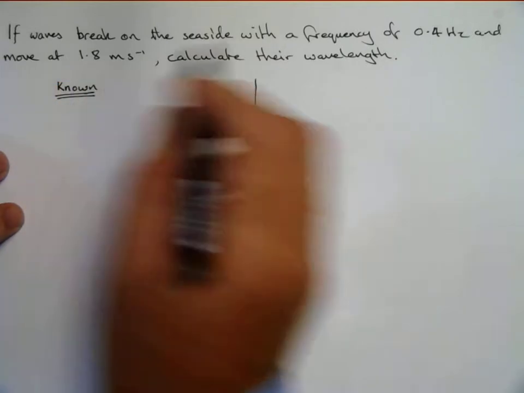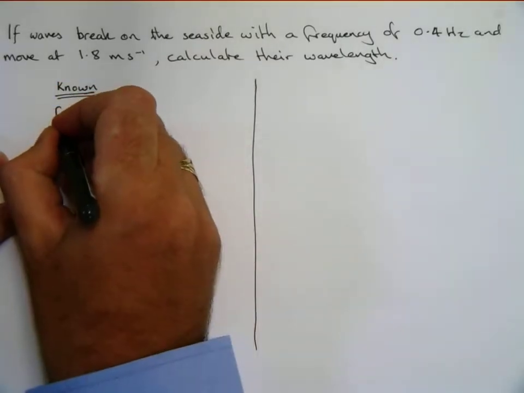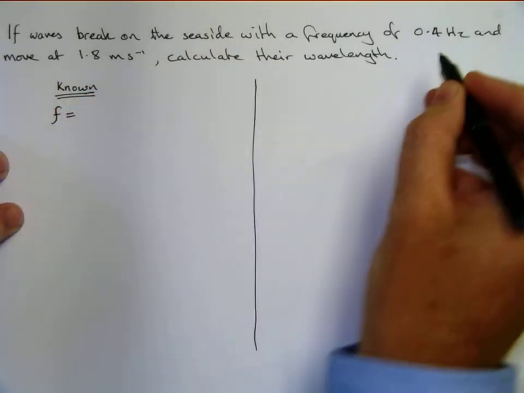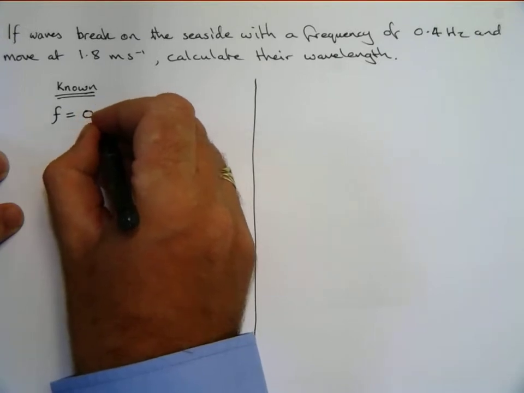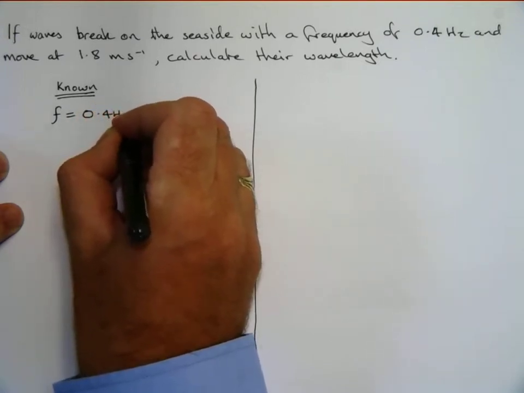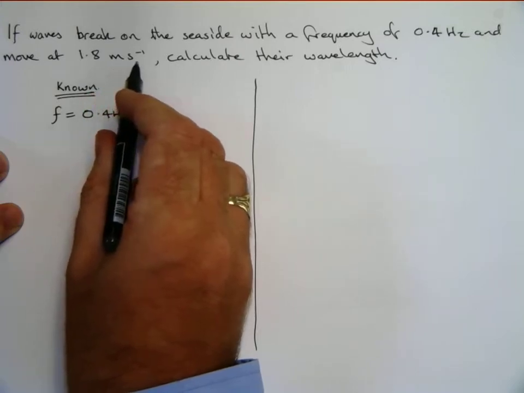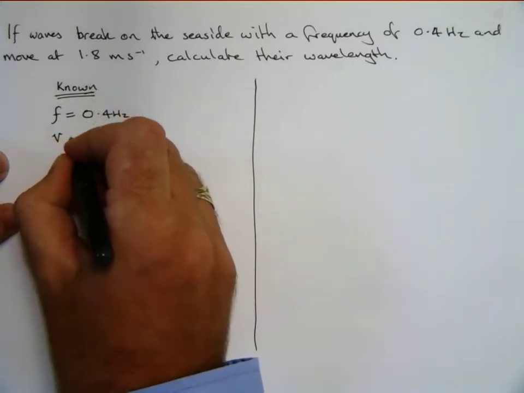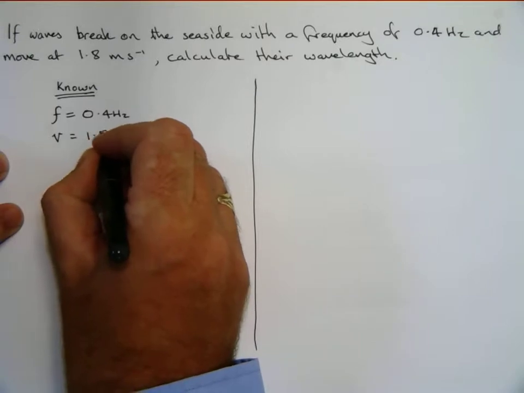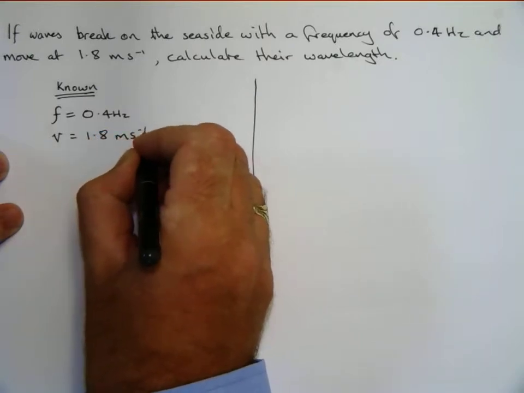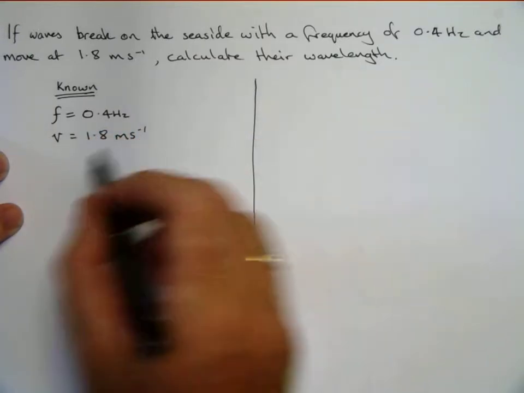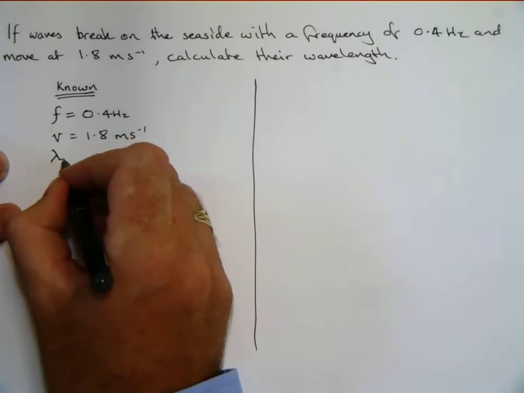So what do we know? Well, we know the frequency, so that's lowercase f, and that's 0.4 Hz. And we also know that they move at, that's a speed, meters per second. So velocity v is 1.8 m s^-1. We're being asked to work out the wavelength, that's lambda.